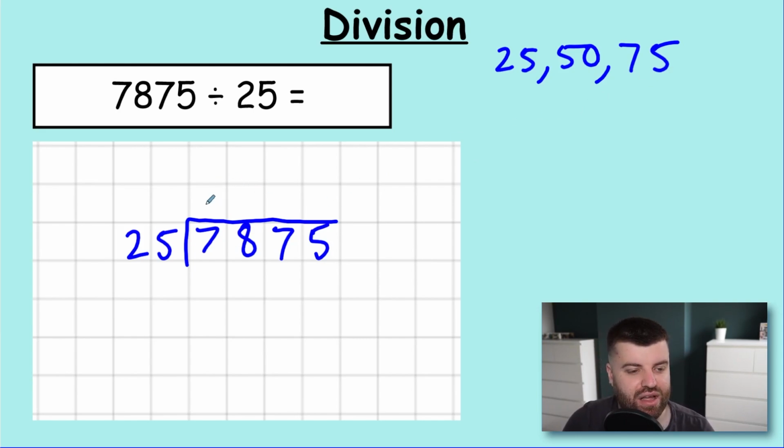So we can say there are 0 and 7, obviously, and the 7 goes over. How many 25s in 78? Well, there are 3 25s in 78, which is 75. And there's 3 left over.